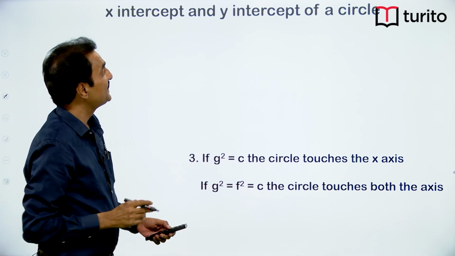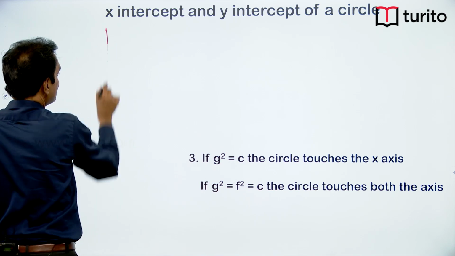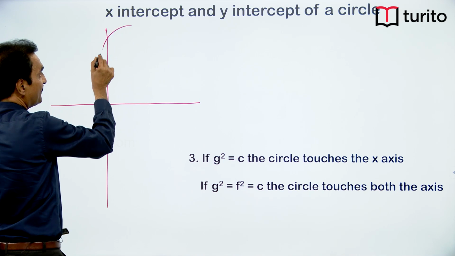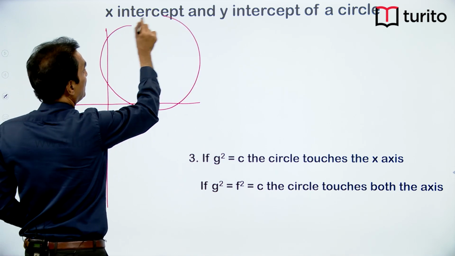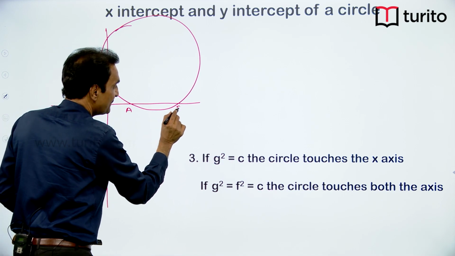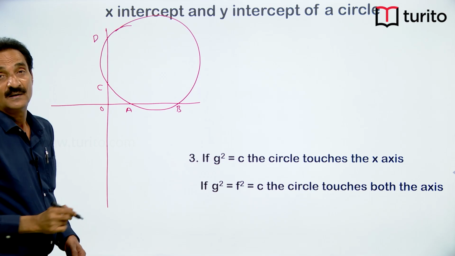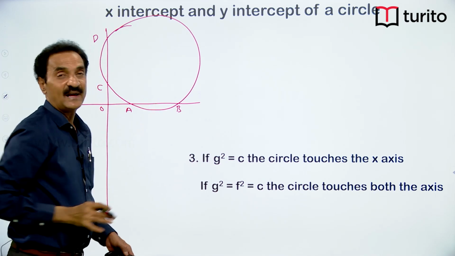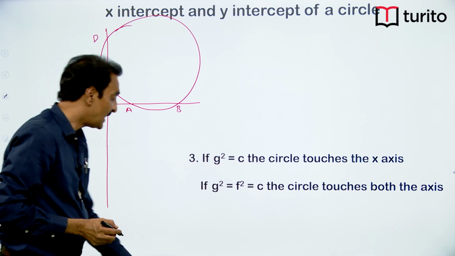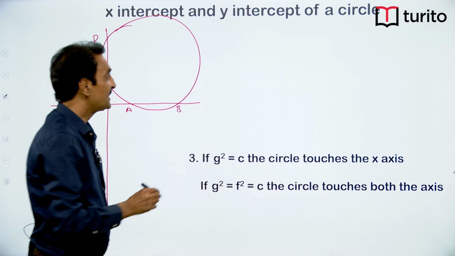Next point: X and Y intercepts of a circle. Suppose a circle cuts the x axis at A and B, and the y axis at C and D. Then AB is called the X-intercept, and CD is called the Y-intercept. How to calculate the length of the X-intercept and the length of the Y-intercept of a general circle?